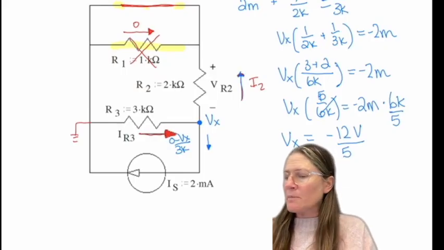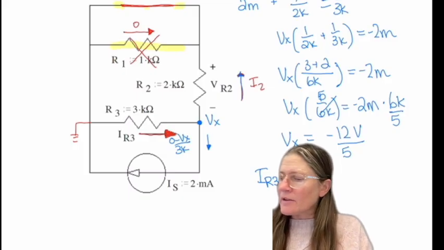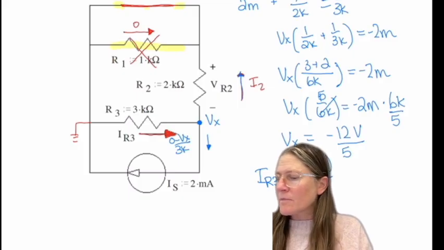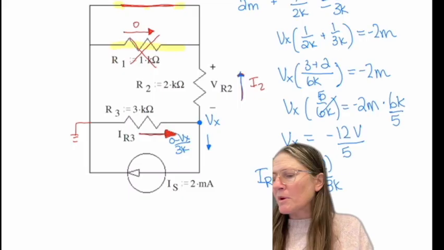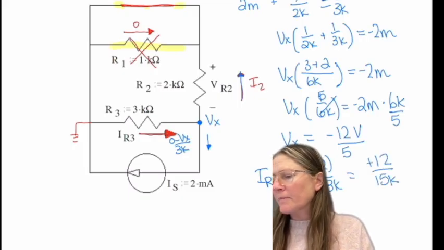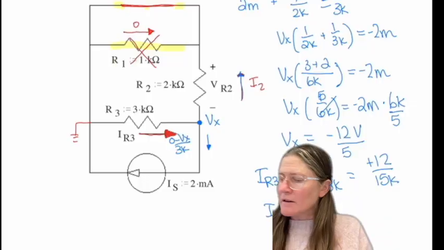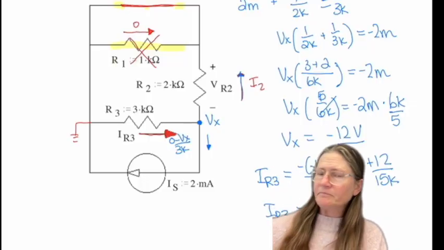So then plugging it back into this one is a negative, and then I would multiply by 3K, so this becomes plus 12 over 15K. Or simplifying it is 4 over 5K.